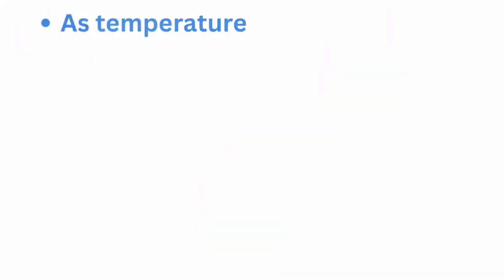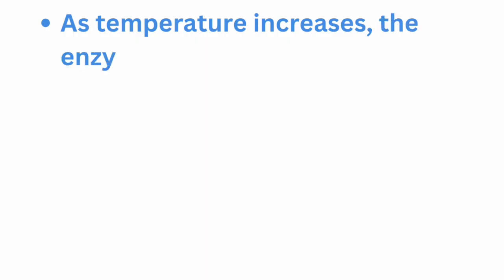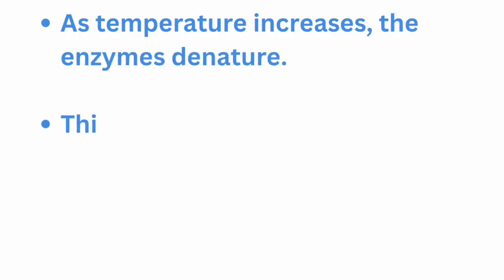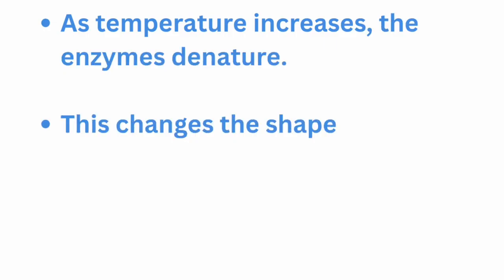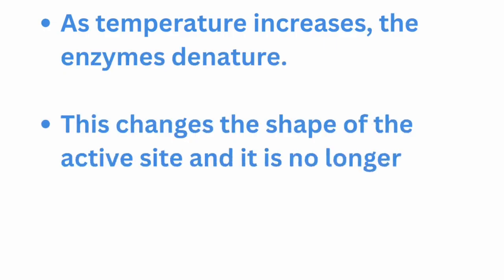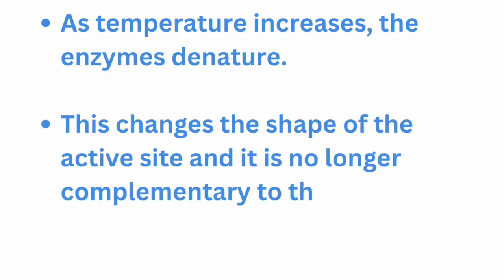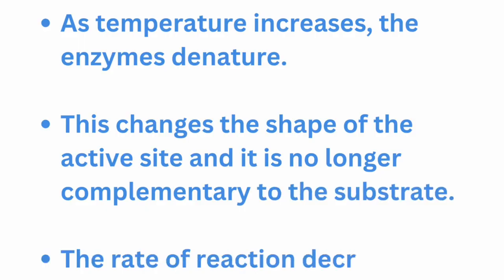Here are some sentences to help describe this process if you want to write them down. So as temperatures increase, the enzymes denature. This changes the shape of the active site and it is no longer complementary to the substrate. The rate of reaction decreases. Just pause the video now if you want more time to write that down.